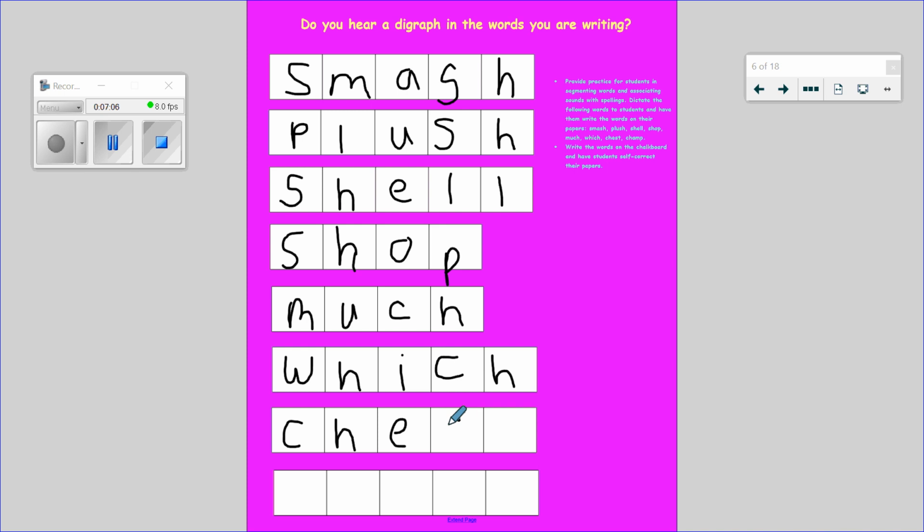St. St. So if we're looking for ch, that comes at the beginning of the word, but I also hear a blend at the end of the word. St. Let's look at our last word for today. Champ. Ch. That comes at the beginning of the word.